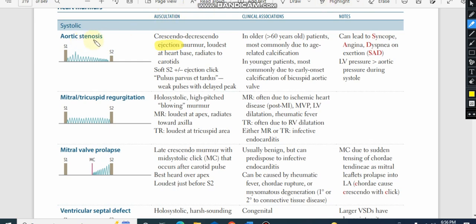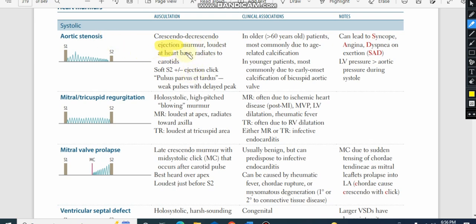Aortic stenosis, how are we going to see the site? We know the site, it will be present in the aortic area. Whenever we talk about the mitral area, it is the apex of the heart. The base of the heart is actually high above, near the second intercostal space. So it is loudest at the base of the heart.